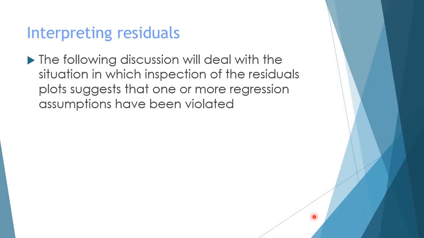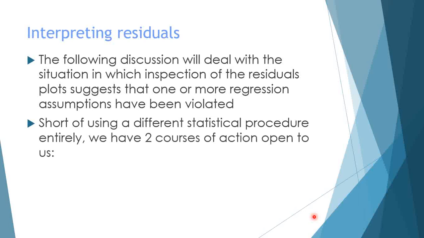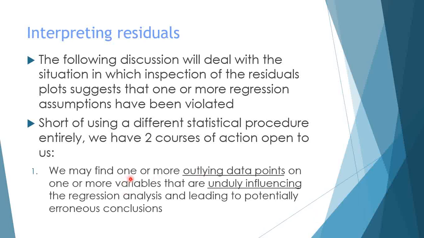So perhaps you have a heteroscedastic distribution, perhaps you have a whole lot of error variance in one part of your scatter plot, and we want to see what we can do about it. So short of using a different statistical procedure, no one wants that, we have two courses of action open to us. We may find that one or more outlying data points on one or more variables are unduly influencing the regression analysis, and potentially they're leading to an erroneous conclusion.